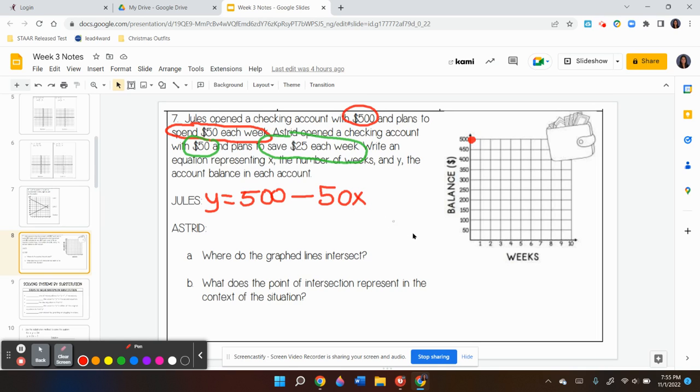Going to your graph, we're going to go ahead and plot a point at 500. And since he's spending 50 every week, after 1 week, he is down $50, which is $450. After 2 weeks, he's at $400. 3 weeks, $350. You can continue this pattern going down your graph.